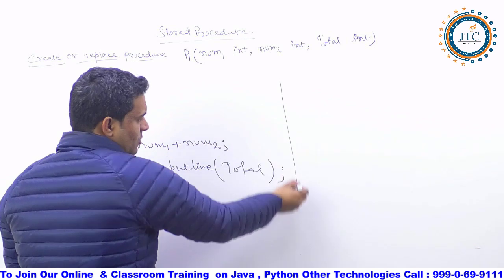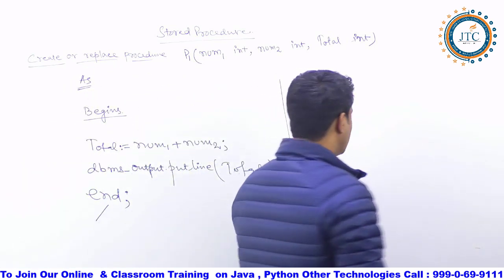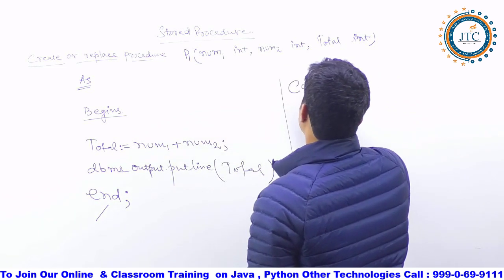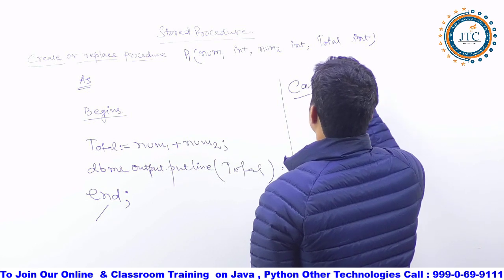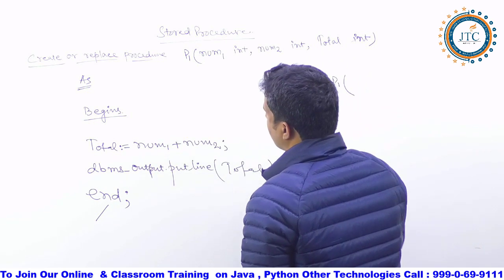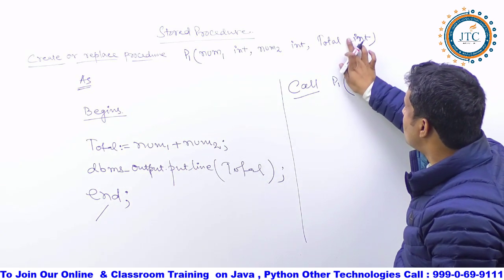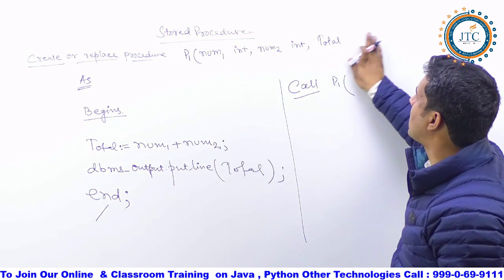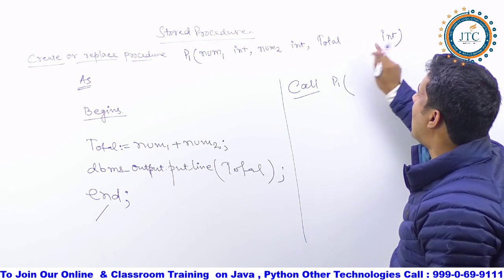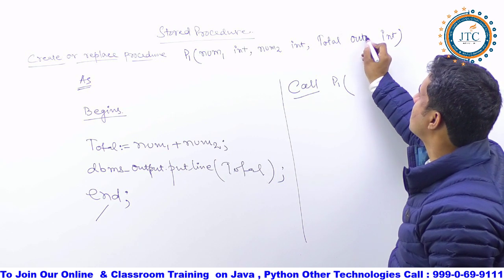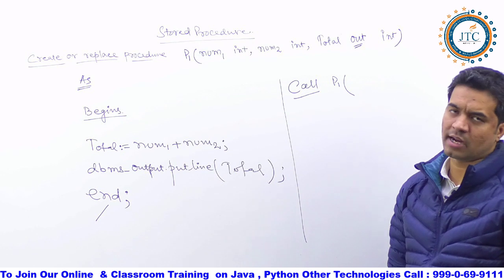Well, I want to call this procedure. When I want to call these procedures, I'll write the call, and in this case I'm writing P1. Now here, when you have not specified any type of parameter, I am specifying here an out parameter.